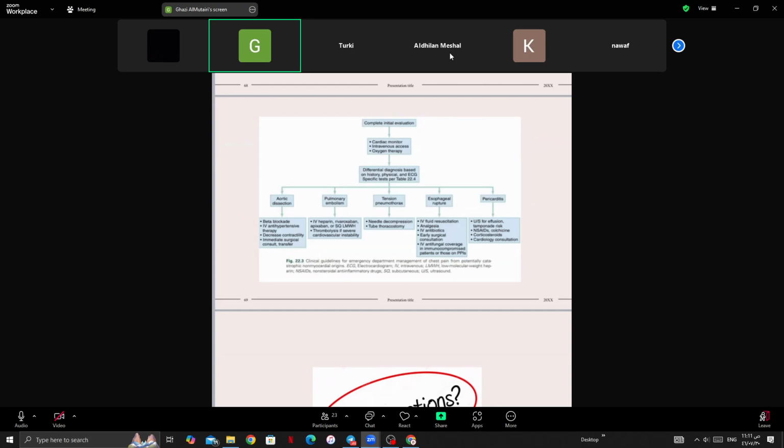For pulmonary embolism, based on the severity, if it's a massive PE, you should do CTPA if there is no contraindication. For aortic dissection, type A is a surgical emergency and the patient should be referred to cardiothoracic surgery. For type B, usually the treatment is medical, by controlling the heart rate and blood pressure.